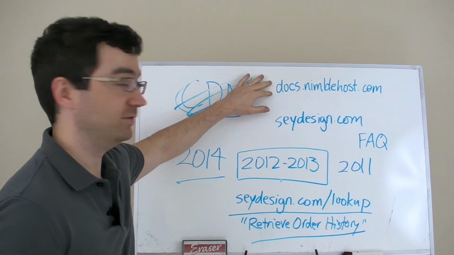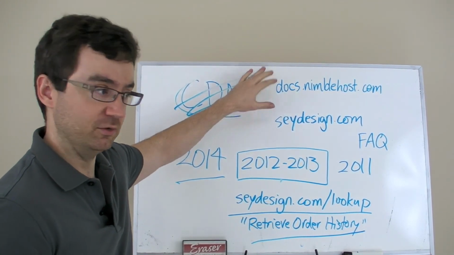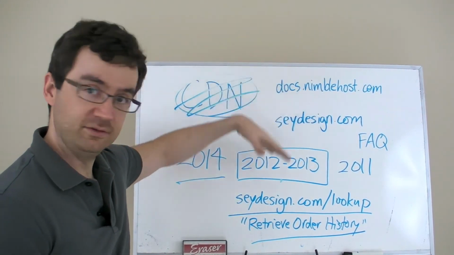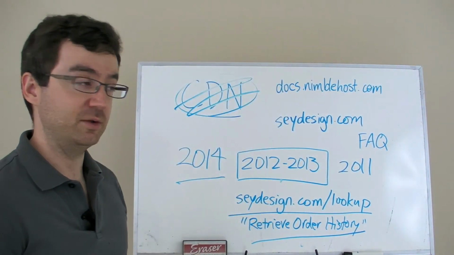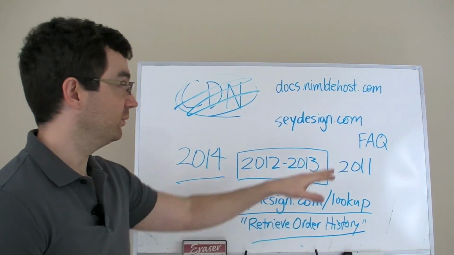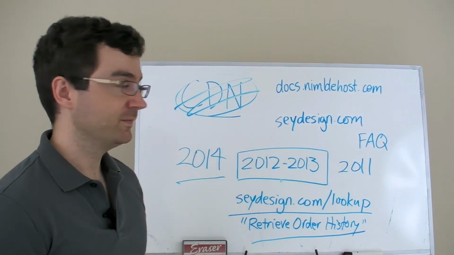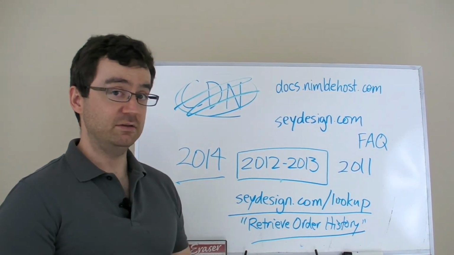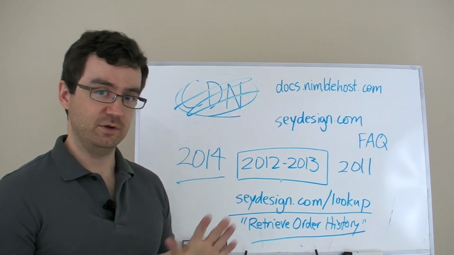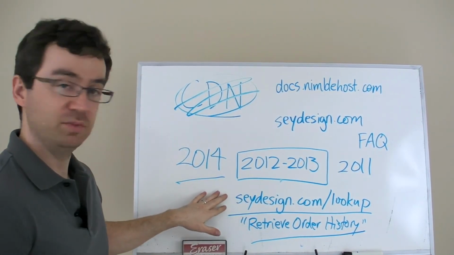Then you want to visit our documentation portal. You'll see very prominently on that page the seyDesign CDN questions. It'll list all the affected seyDesign themes, what we've updated them to, and you can compare that with the version that you have installed. If you've discovered that you need to update your theme, you can use your original download links. If for whatever reason you don't have your original download links, you can look them up here.